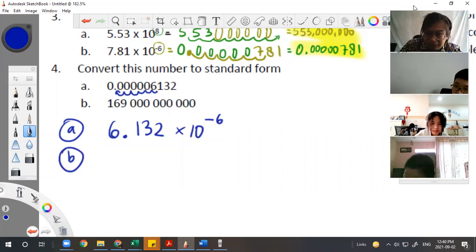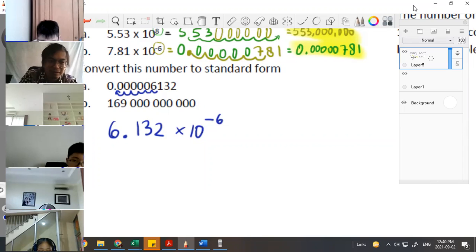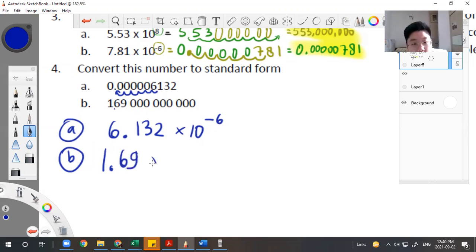Who else? Let me pick one student. Gerald. Can you do this, Gerald? 169. 1 point, right? Start from... Oh yeah, 1.69. Yep. Times 10 cube 11. I mean 10 in the power of 11. Okay, 10 to the power of 11.